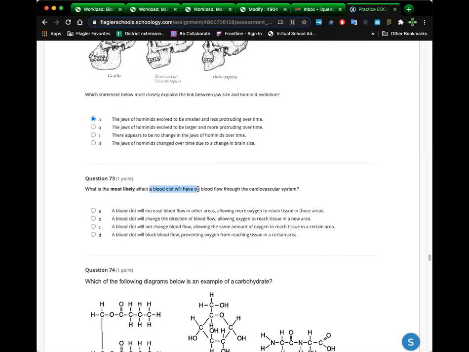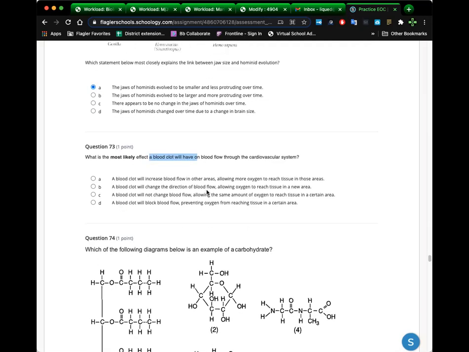All right, a blood clot is going to increase the blood pressure. Okay, it's really simple. It's not going to change the direction. It will not change the blood flow alone. It will block blood flow, preventing oxygen from reaching a certain area. Okay, there you go.